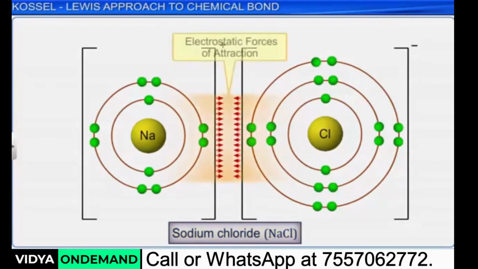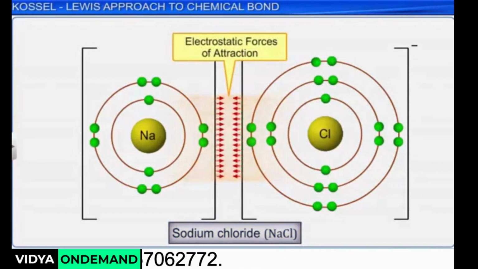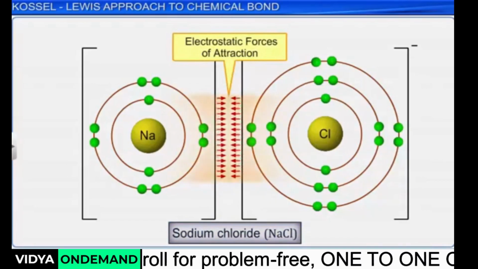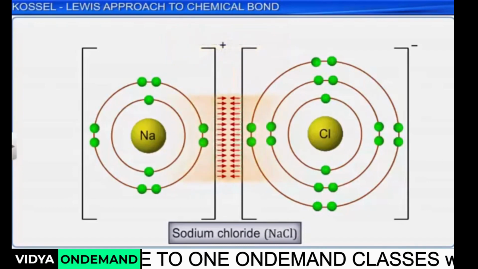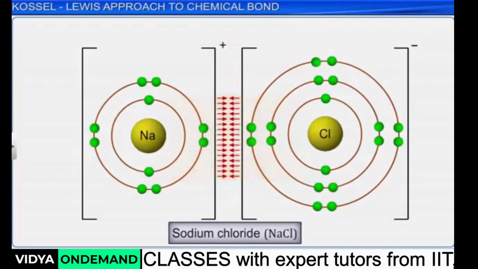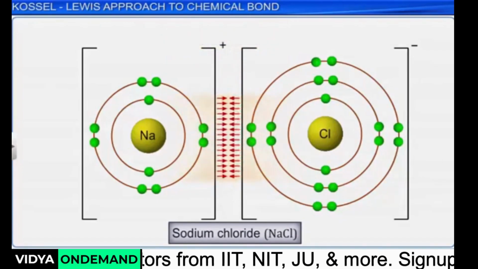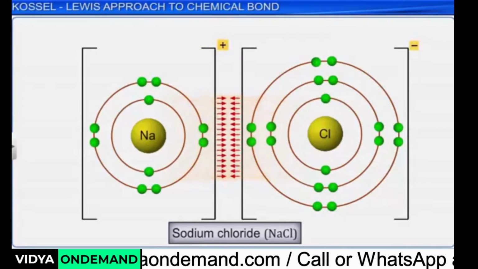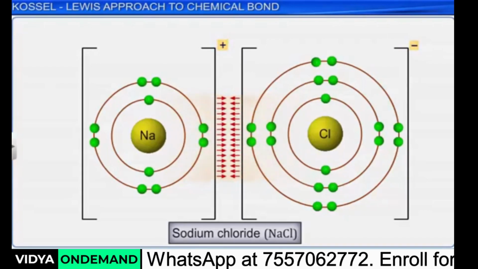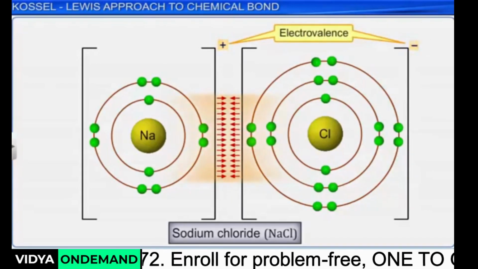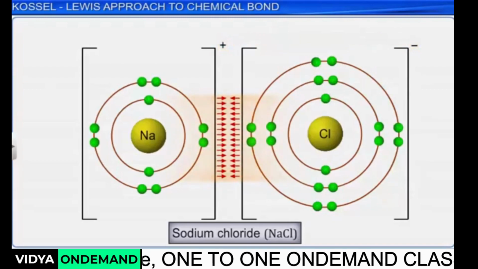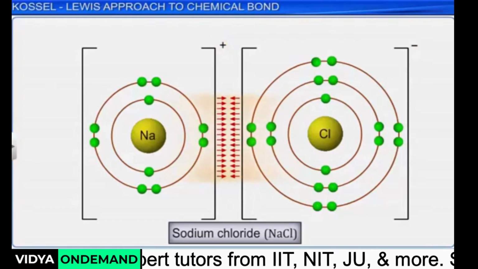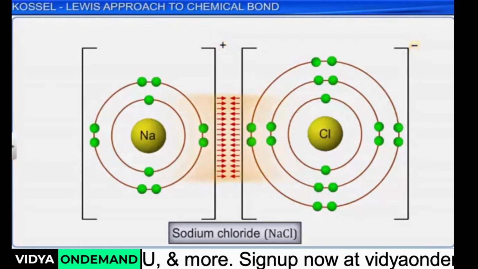Due to the strong electrostatic forces of attraction between these oppositely charged ions, an ionic bond is said to be formed. Thus, sodium chloride is formed by the transfer of electrons from sodium to chlorine. The number of unit charges present on the ion is called electrovalence. In sodium chloride, sodium is assigned a positive electrovalence of 1, while chlorine is assigned a negative electrovalence of 1.